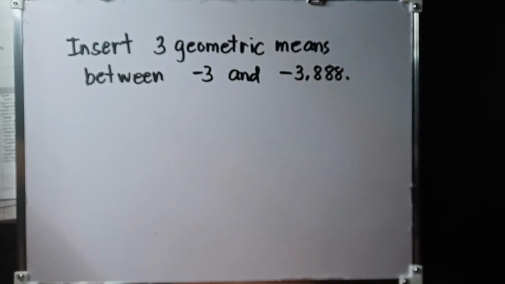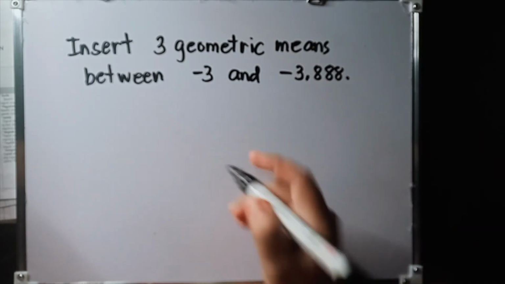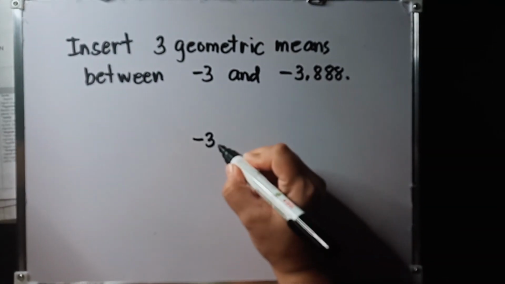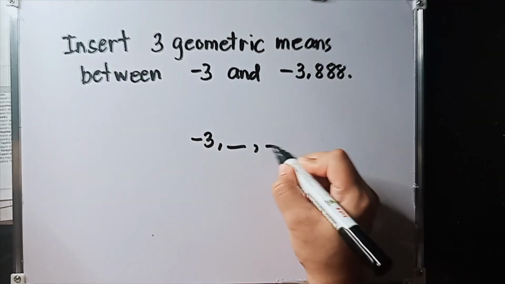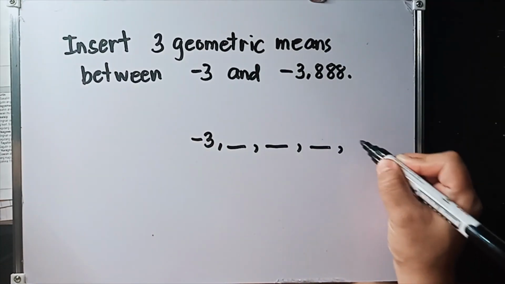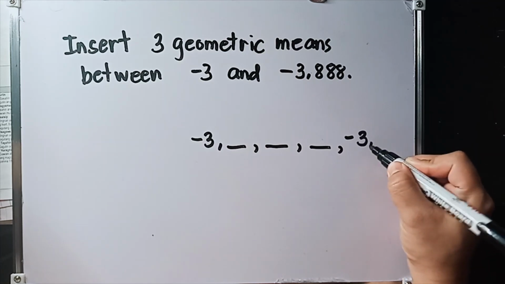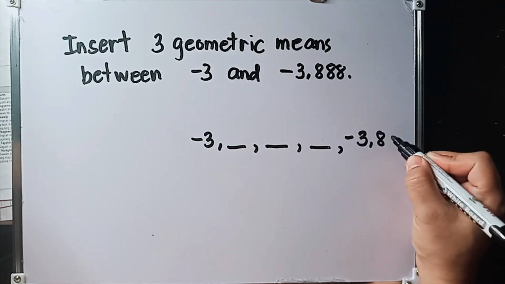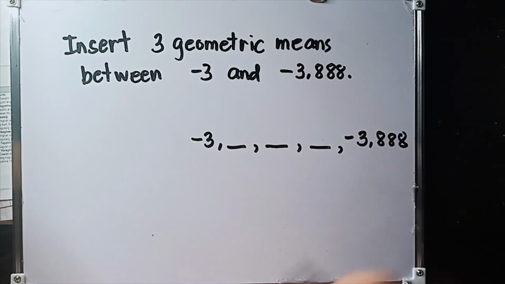Okay, let's have another example. Insert 3 geometric means between negative 3 and negative 3,888. So, let us make this first term negative 3, and then we are going to insert 3 geometric means between negative 3 and negative 3,888.